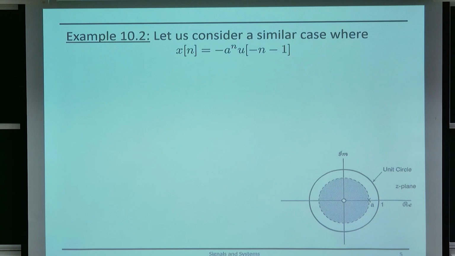So you can also try to find the z transform for this. This is the summation n from minus infinity to infinity of minus a to the power n u of minus n minus 1, times z to the minus n. Okay? So the unit step function limits this summation for n from minus infinity up to minus 1.